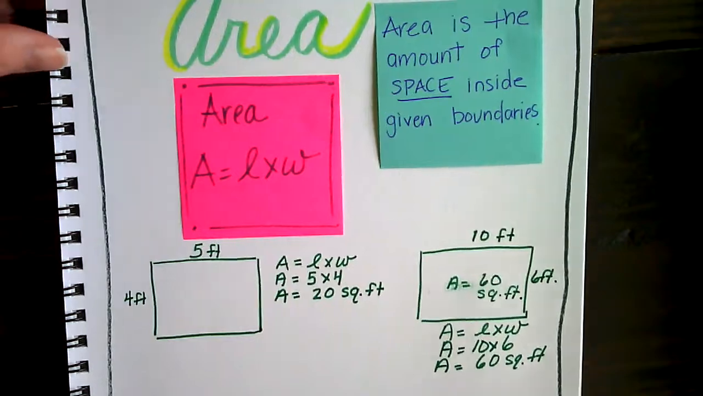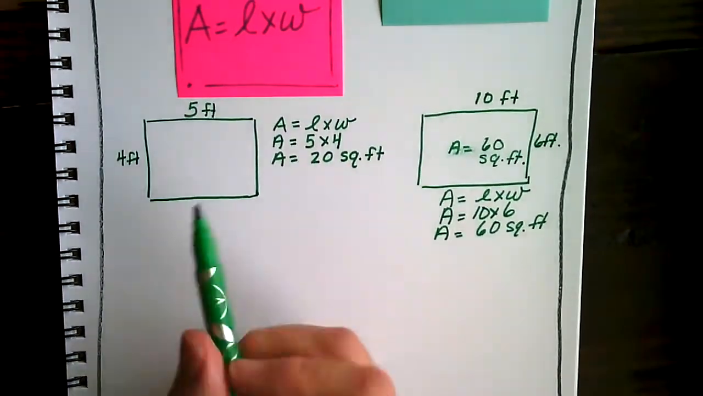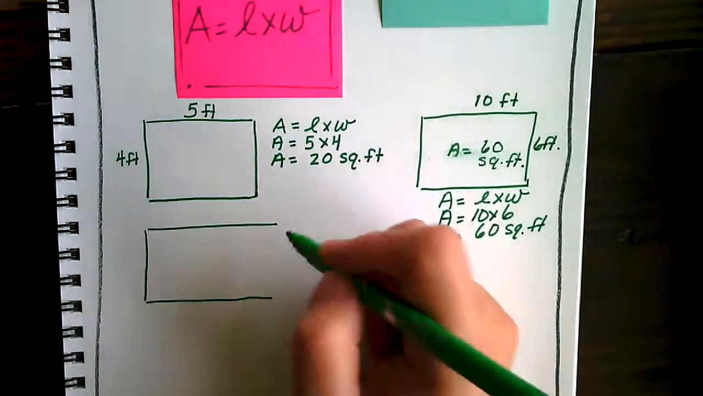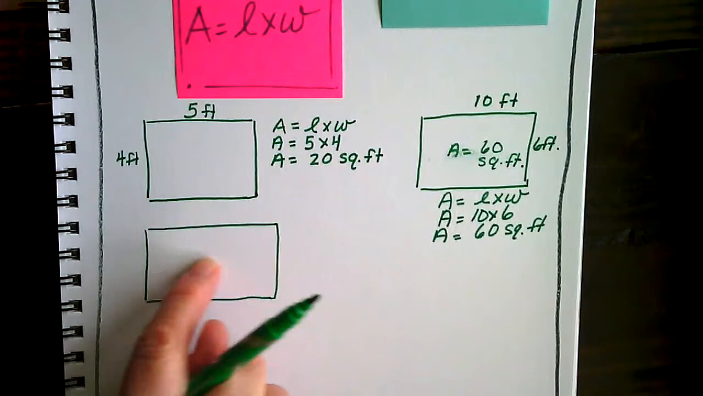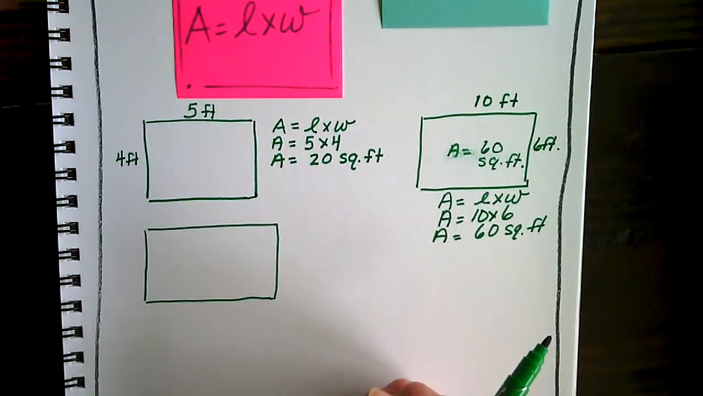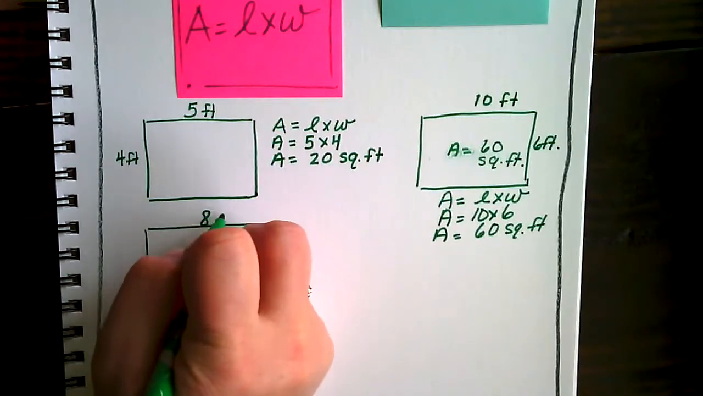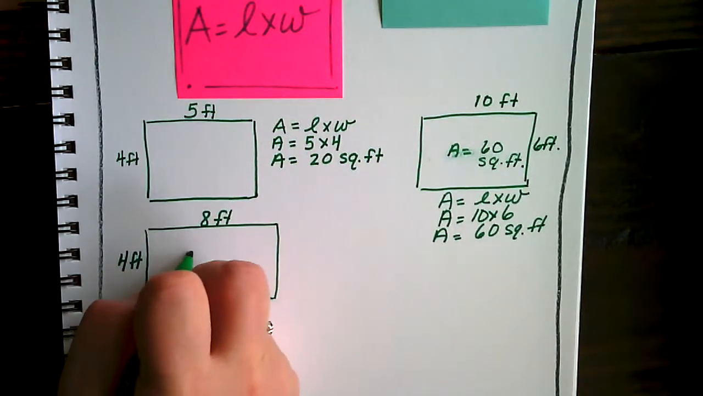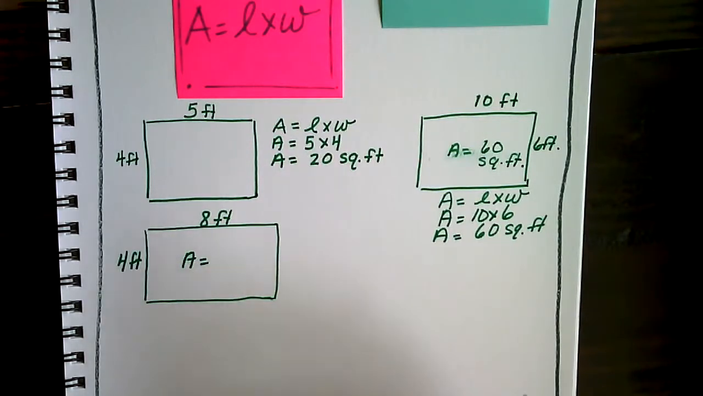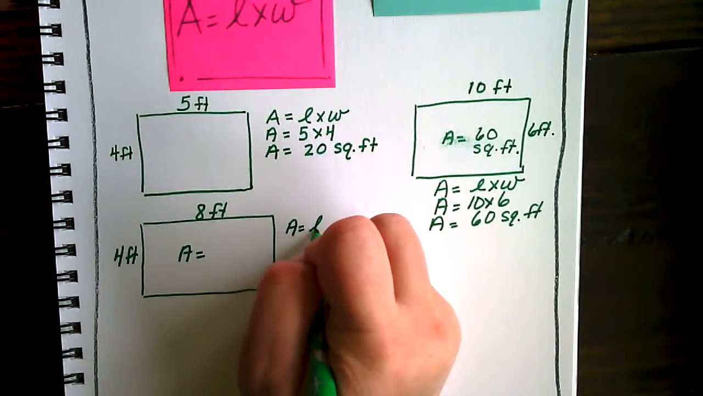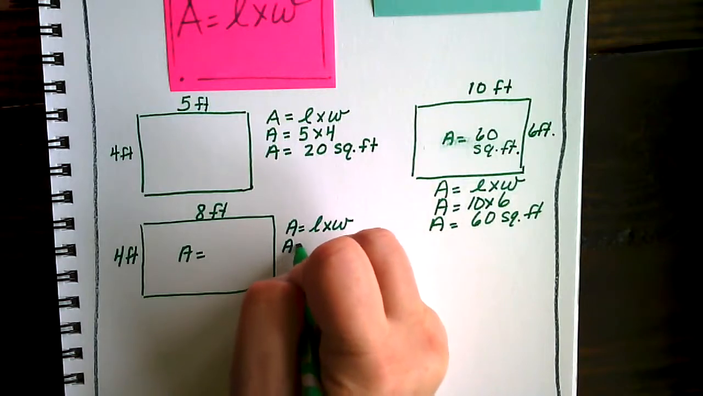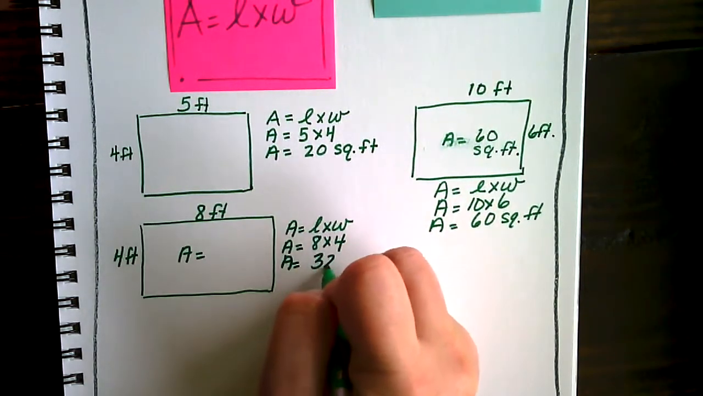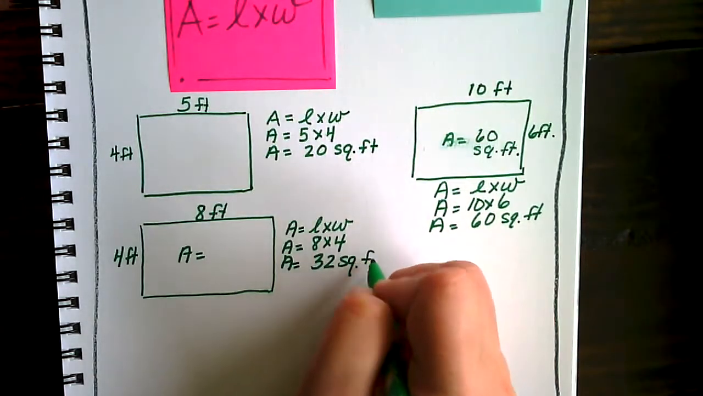Okay, let's try another one. Okay, so draw another rectangle in your book. This time it's my garden. And I need to know how much soil I want to put in the inside of my garden. Okay, so let's say my garden is 8 feet on one side and 4 feet on the other. Okay, let's try to solve the area. Area is length times width. Area equals 8 times 4. Area equals 32 square feet.